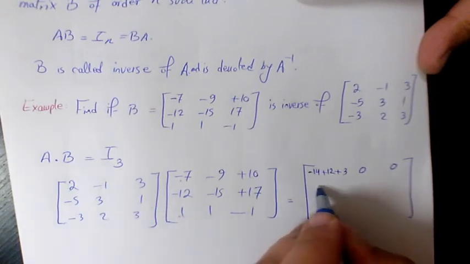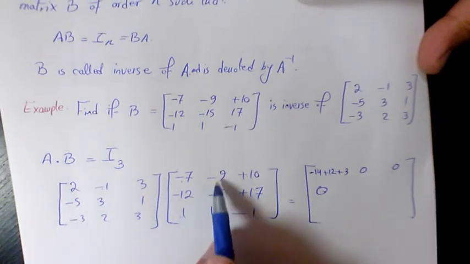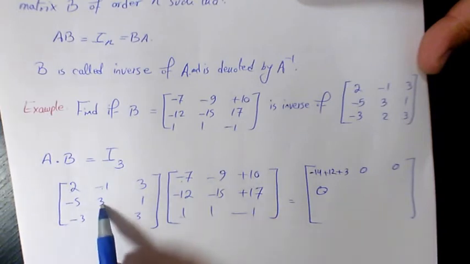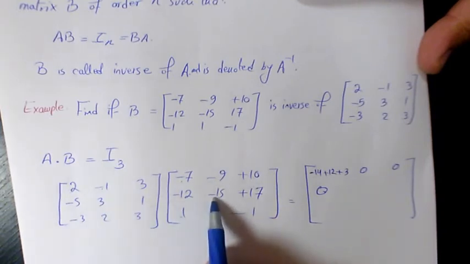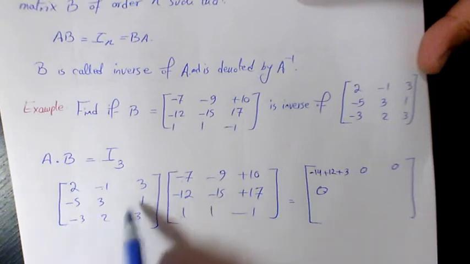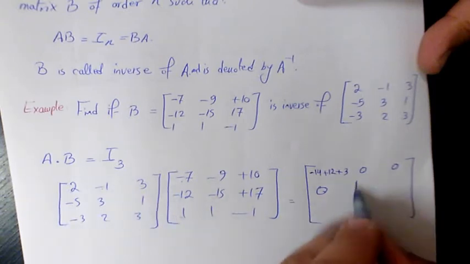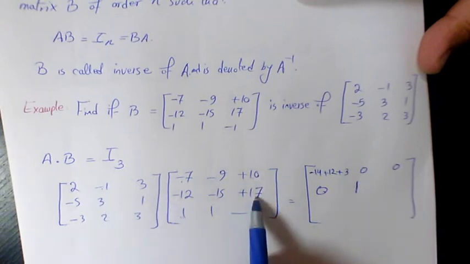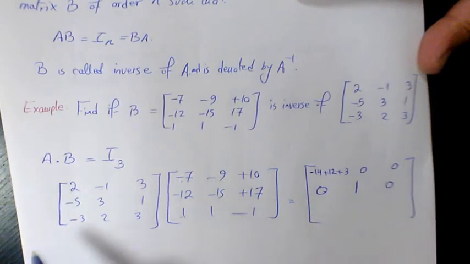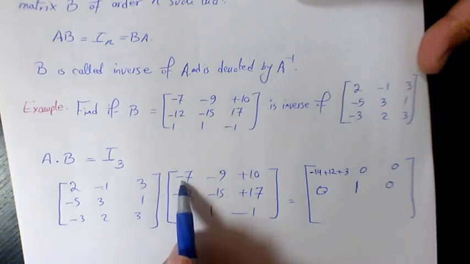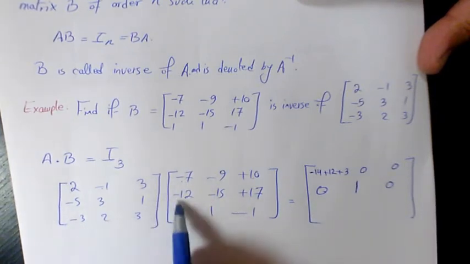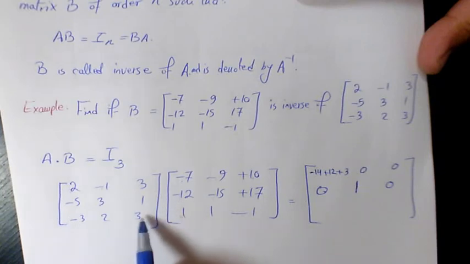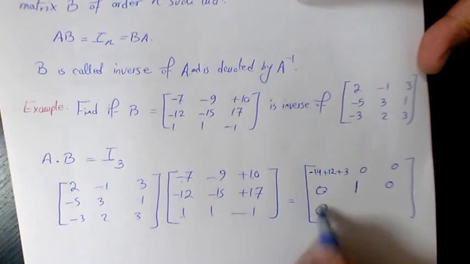So that's going to be 0. -5 by -9, 45. 3 by -15 is -45. And 1 by 1 is 1. -5 by 10, -50. 3 by 17 is 51. 1 by -1 is -1. That's going to make it 0. -3 by -7, 21. 2 by -12 is -24. 3 by 1 is 3. That's going to be 0.